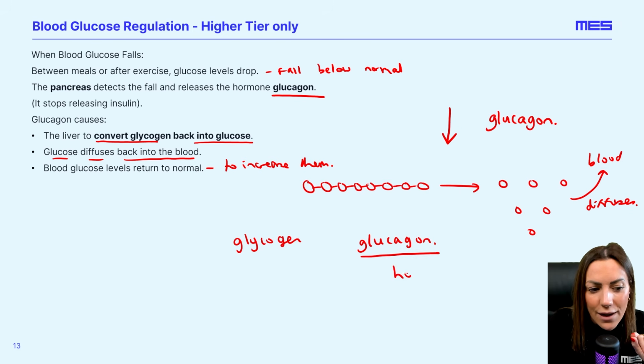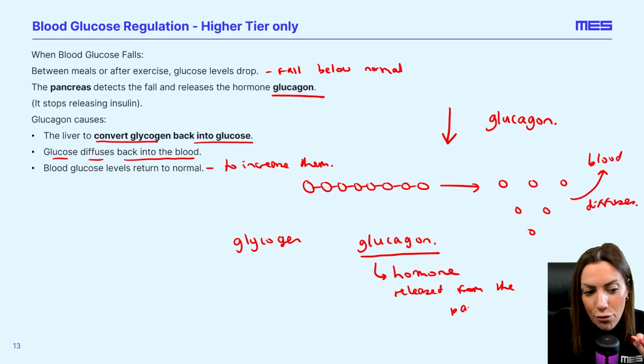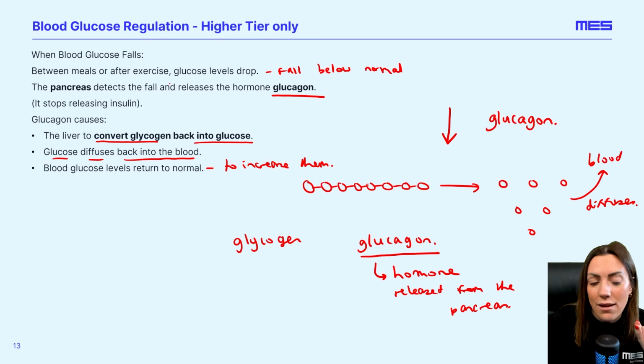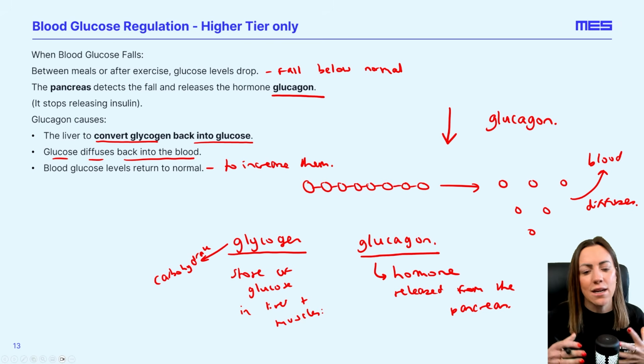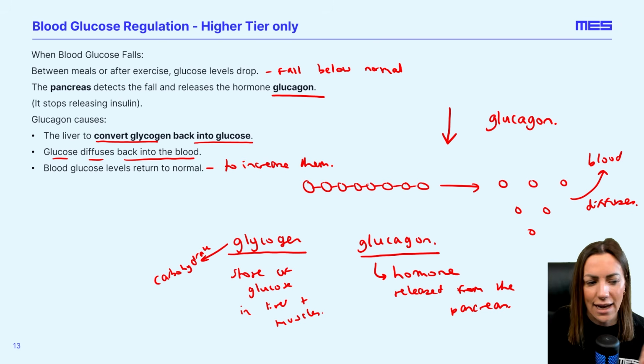So glucagon is a hormone. It's a chemical messenger released from the pancreas, yeah? When the blood sugar levels are too low or when the glucose is gone, the pancreas releases glucagon. Glycogen, on the other hand, is a store of glucose. So it's actually a carbohydrate. It's a store of glucose in liver and muscles. So insulin causes the formation of glycogen, whereas glucagon causes the breakdown of glycogen.